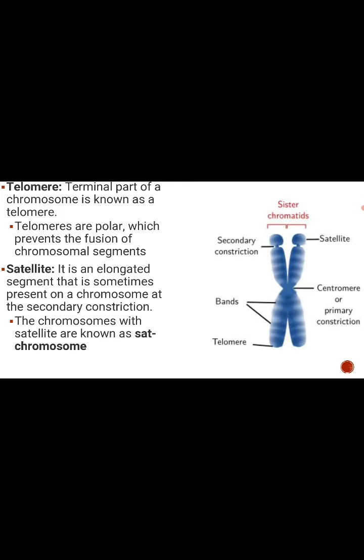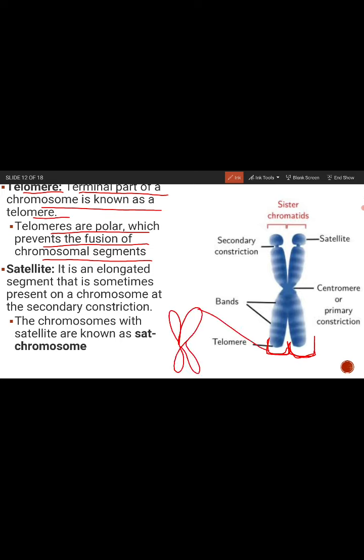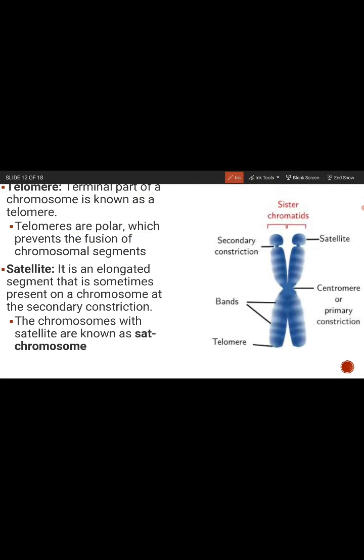Now, what are the secondary constrictions? First is the telomere. The terminal part of the chromosome is known as the telomere. As you can see, these are the telomeres, the terminal part, the end part of the chromosome. It is a secondary constriction. The telomeres are polar, which prevents the fusion of chromosomal segments. So these are polar structures, so that if there is another chromosome beside this, these two can't fuse, because these telomeres and these telomeres are polar, right?